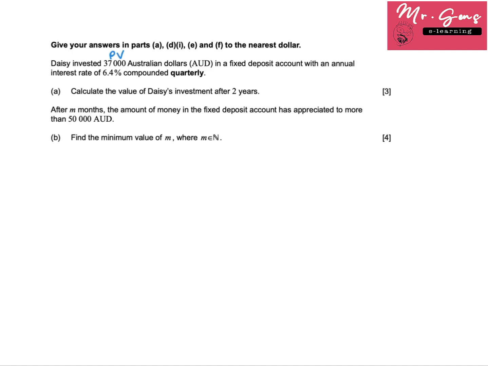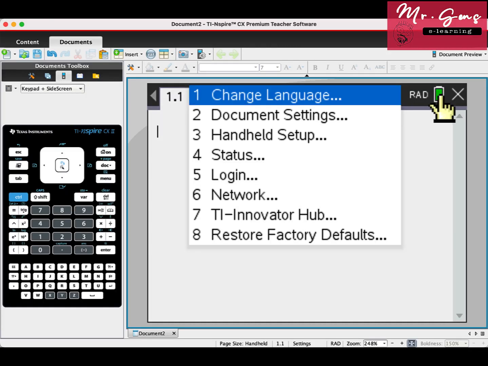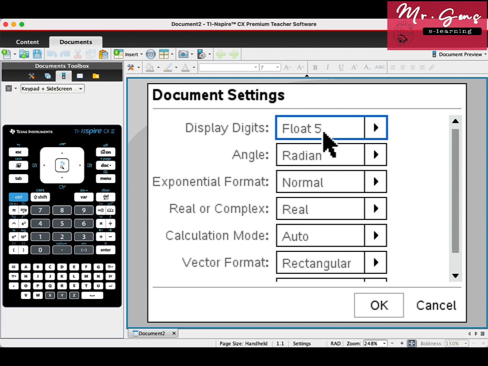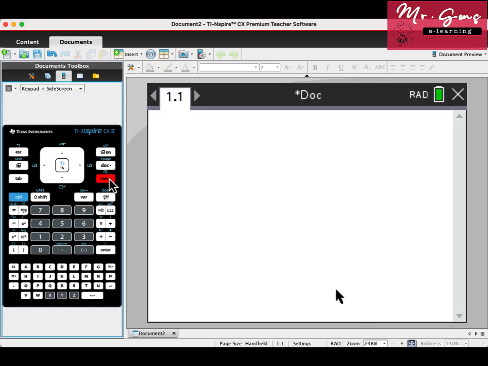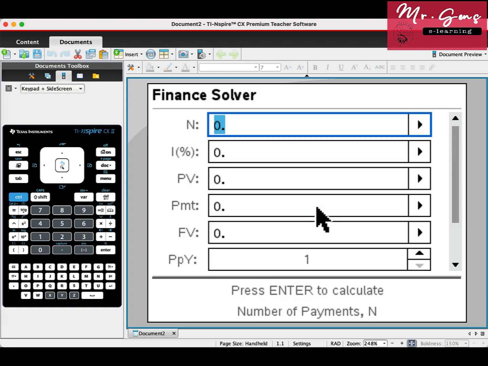Let's start with the first part. I like to put annotations on the question. We are given the present value, interest rate, and compounding period. The investment is for 2 years. We need to find the future value. When you press the battery sign, you can access the document settings and decide the floating points. Option 8 is Finance. We'll be using the first one.